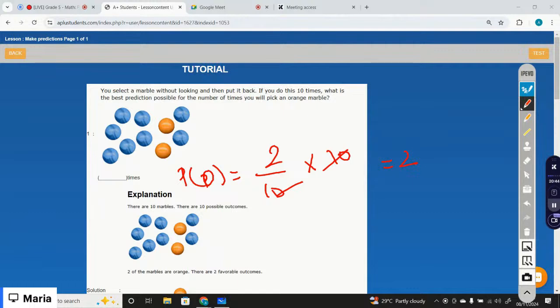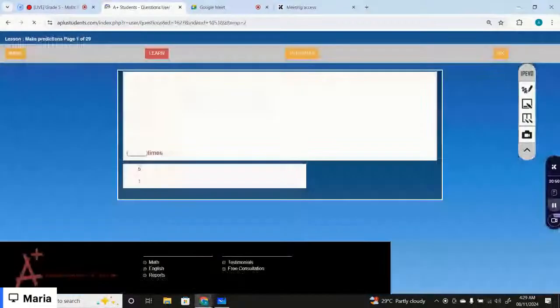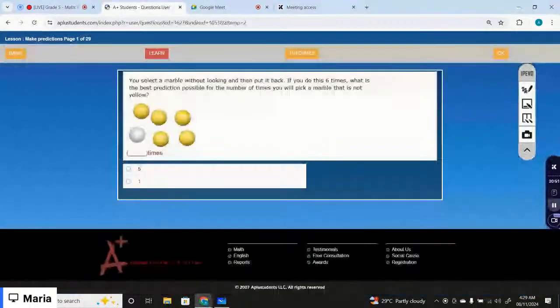Let's just start with the test questions. Let's see how we calculate the probability. You select a marble without looking and then put it back. If you do that 6 times, what is the best prediction possible for the number of times you will pick a marble that is not yellow?